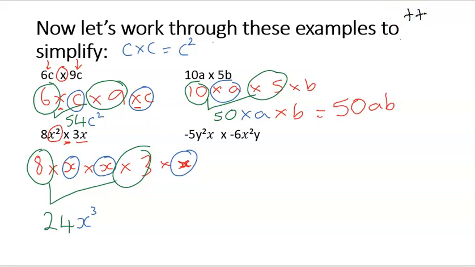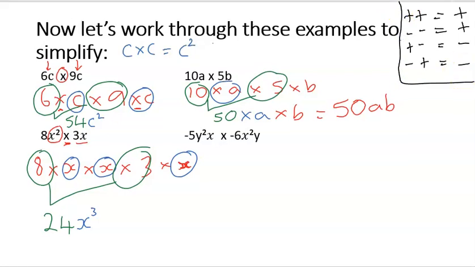multiplying together are both positive, then the answer will be positive. If both numbers are negative, the answer will be positive. If you're multiplying a positive and a negative, or a negative and a positive, then the answer will be negative. A really quick way to remember that is, if the signs are the same, the answer is positive. If the signs are different, the answer is negative.